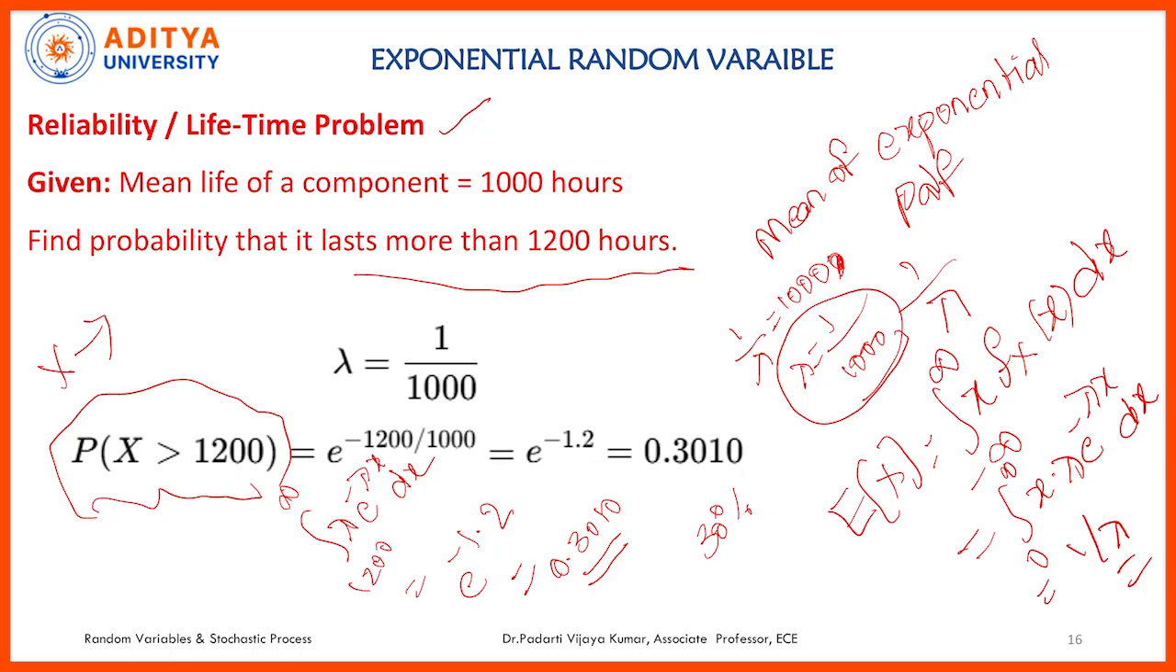Here the mean lifetime is less than the targeted value. The mean lifetime is 1000 hours, and now we are asking when it exceeds 1200 hours. So, there is less chance. When the targeted value is less than the mean value, then there is more chance. So, the mean value decides the probability here.